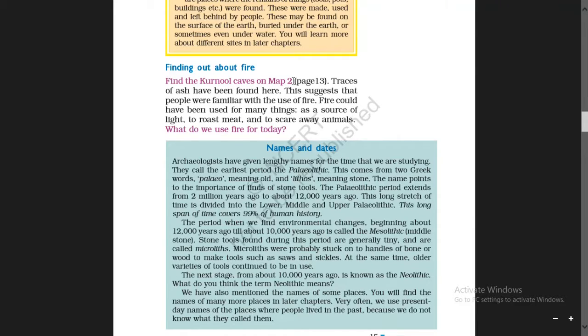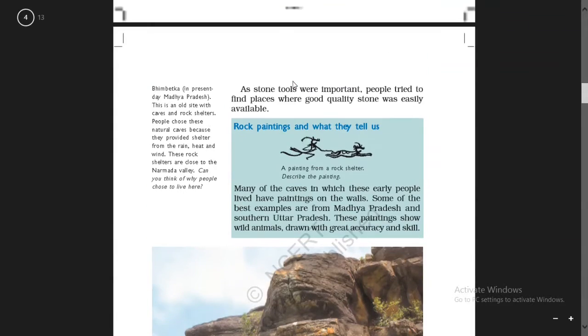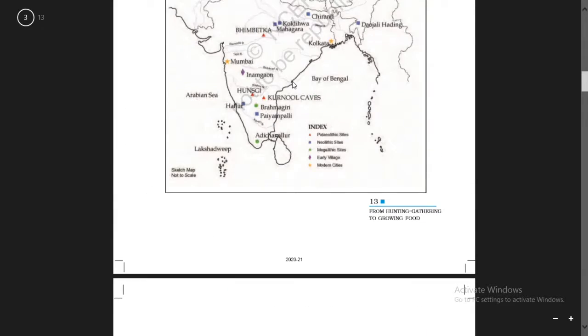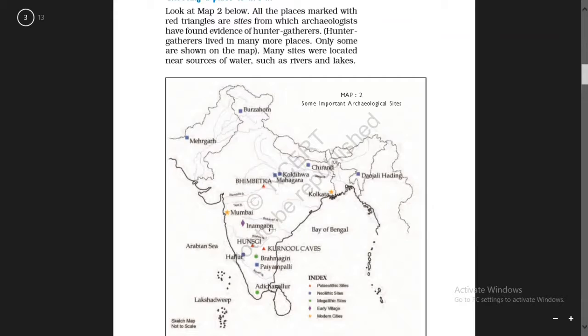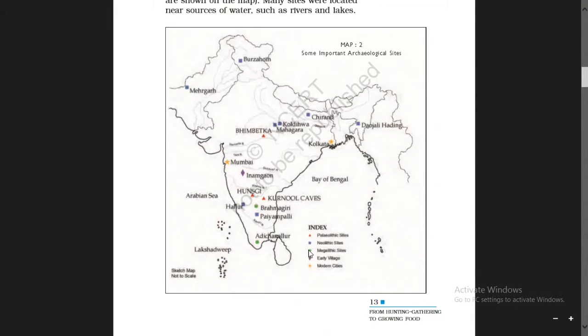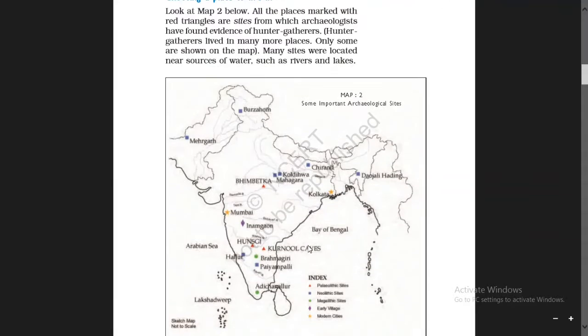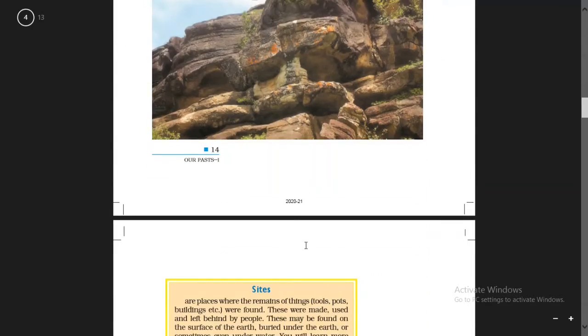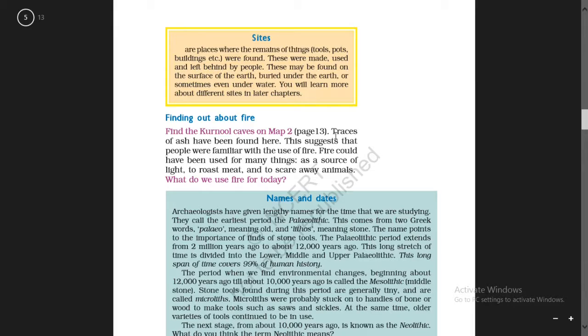Boys, please turn over. Let us see page number 13. Here you have to see Kurnool caves. I think you can see it in the map. It has been given on Map 2 in page number 13. Okay, now let us go back to the chapter, page number 15.